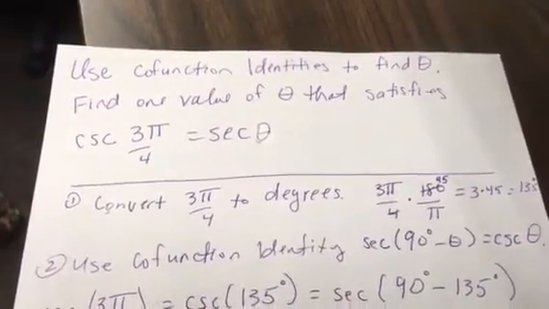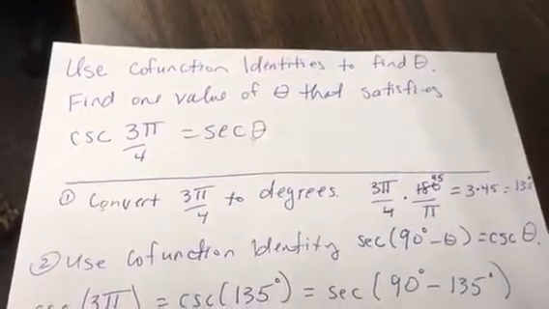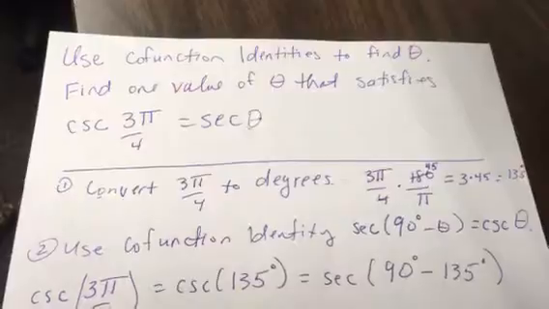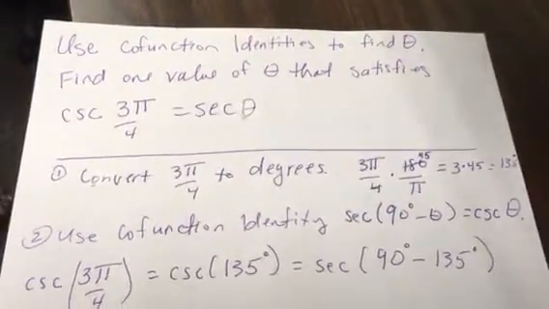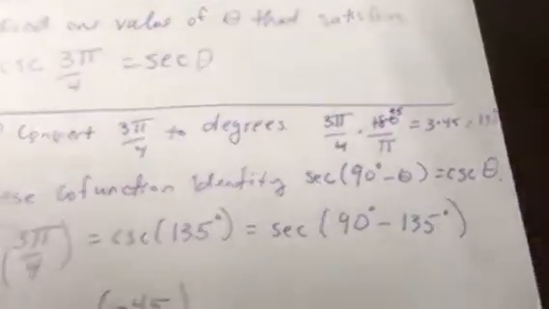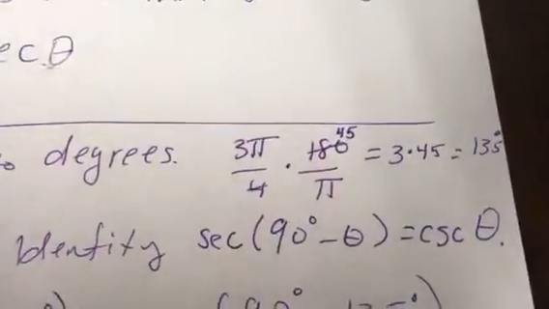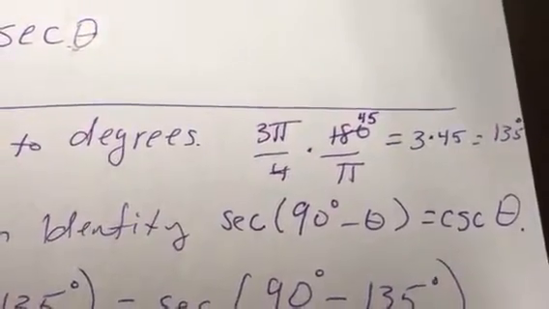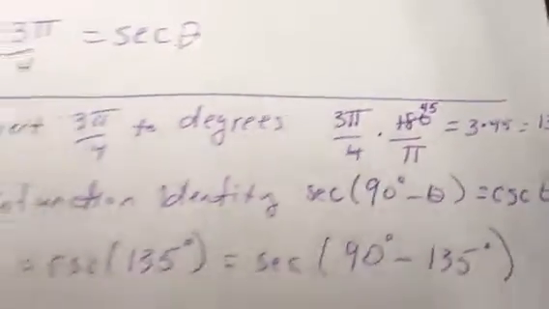We were asked to use cofunction identities to find theta. Find one value of theta that satisfies cosecant 3 pi over 4 equals secant theta. In class, we started by converting 3 pi over 4 into degrees. So these are the steps that we had. 3 pi over 4, we multiply by 180 over pi, and that simplified to 135 degrees.